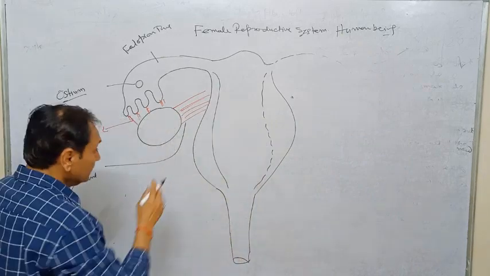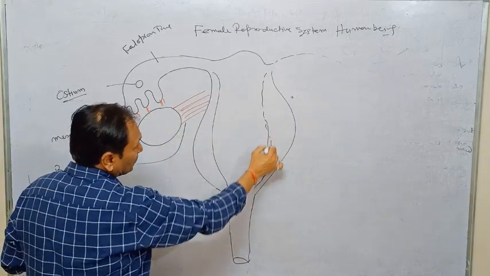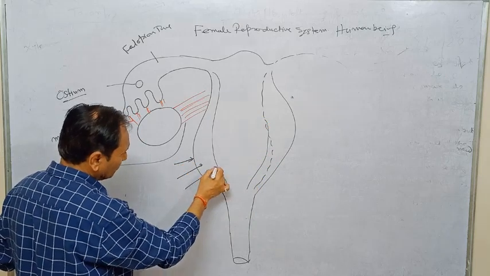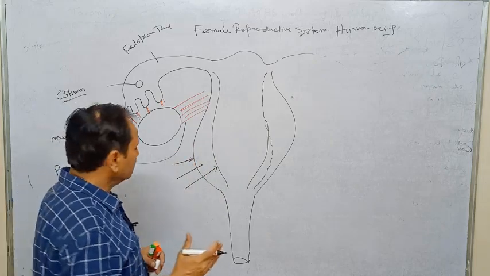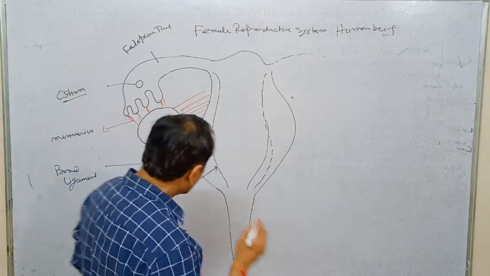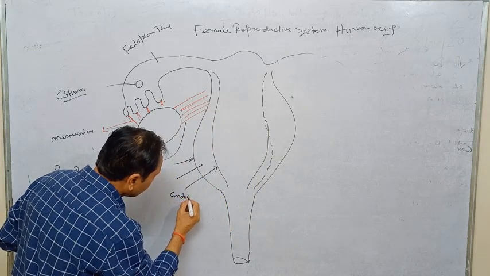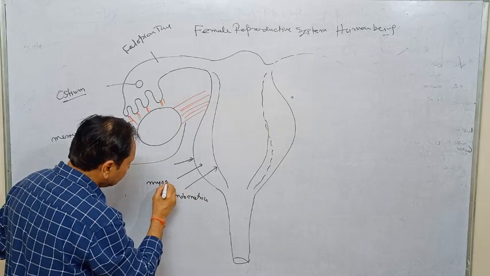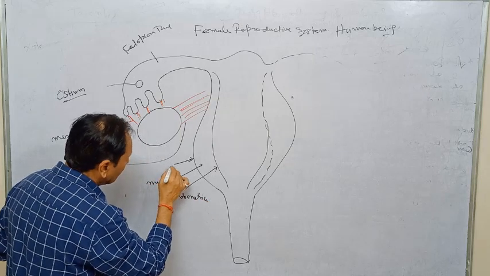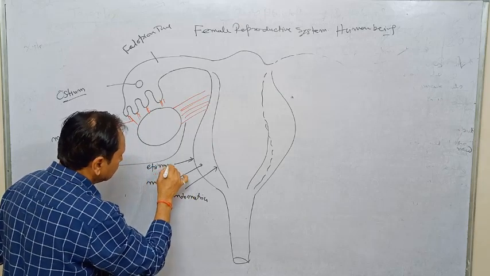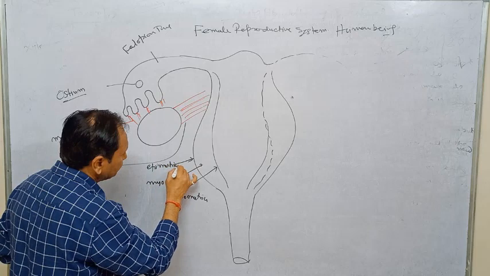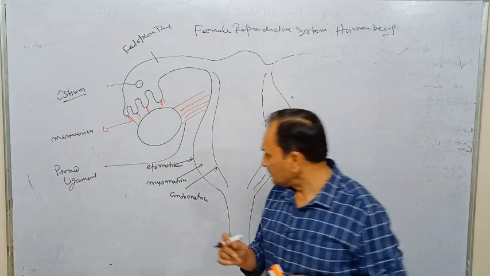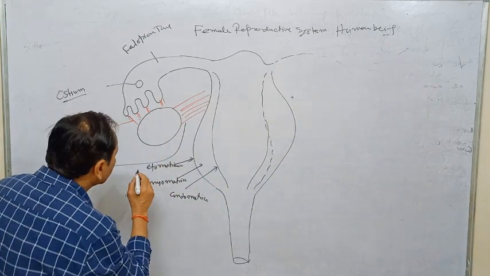It has been observed that the thick uterine wall is made by the combination of three types of layers: the endometrium, myometrium, and epimetrium. Epimetrium, myometrium, and endometrium. This epimetrium may be written as perimetrium.